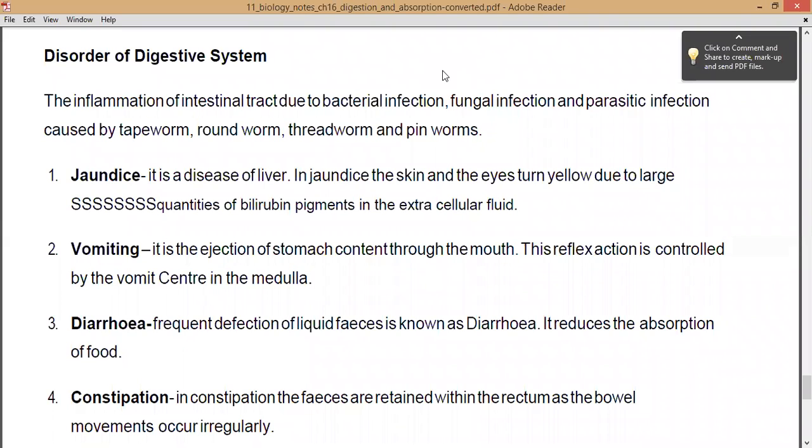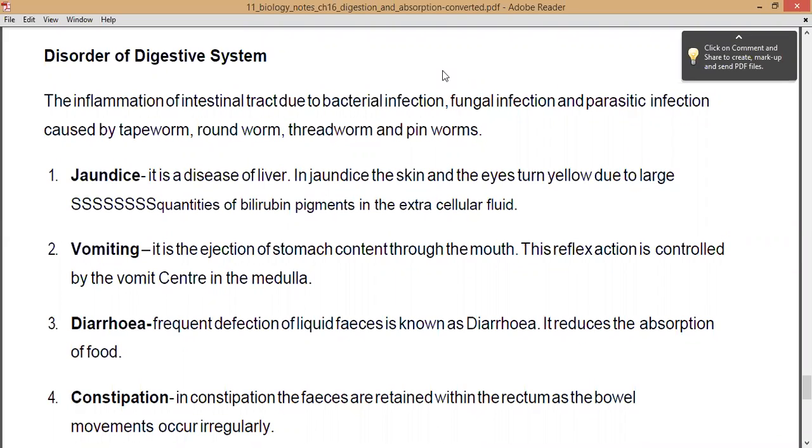The third is diarrhea, which you might know about also. Frequent defecation of liquid feces is known as diarrhea, and it reduces the absorption of food. So diarrhea is responsible for the reduction of absorption taking place in your body, and more and more water is being released out, right? So your body is going to dehydrate, right? And all the waste material from your body is coming out in liquid form, right?